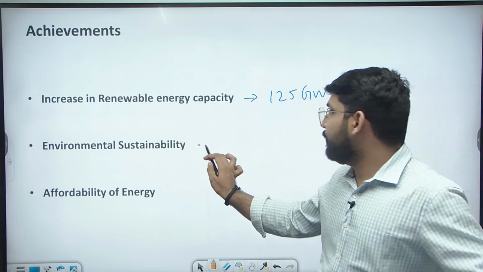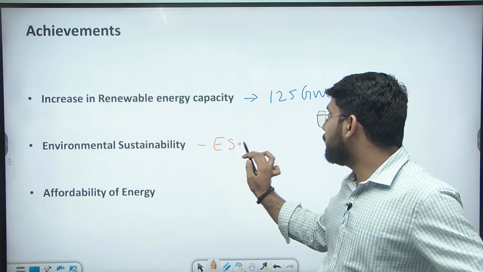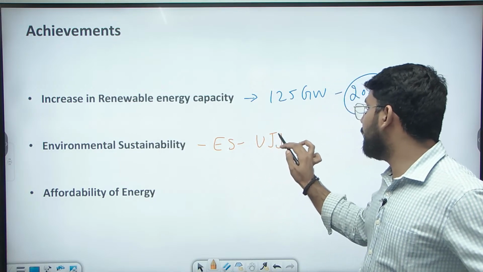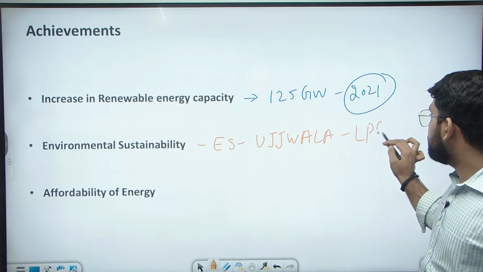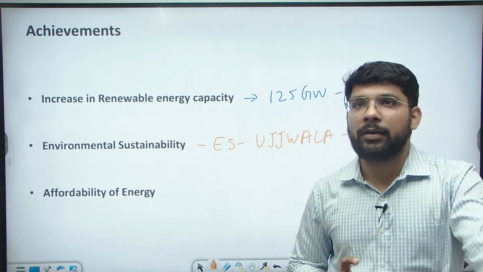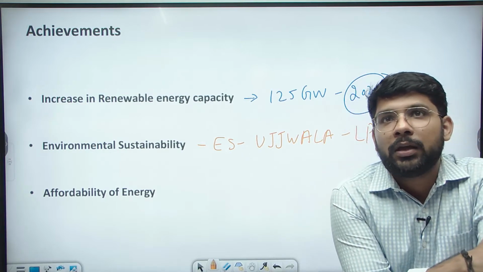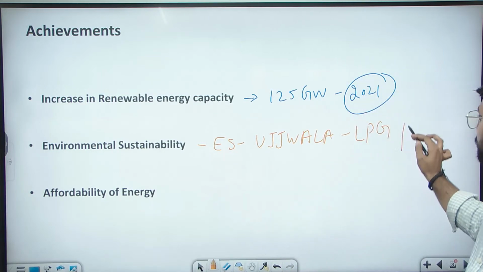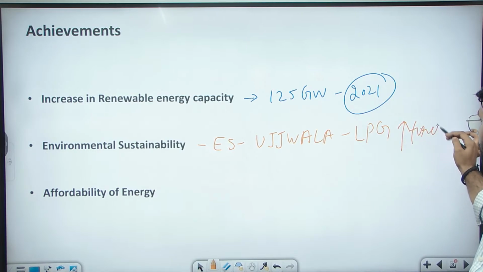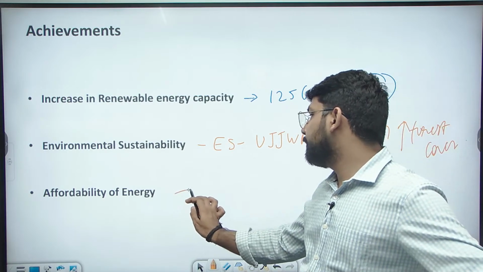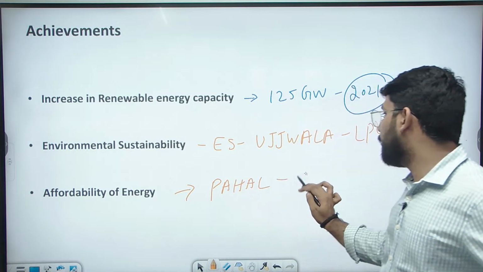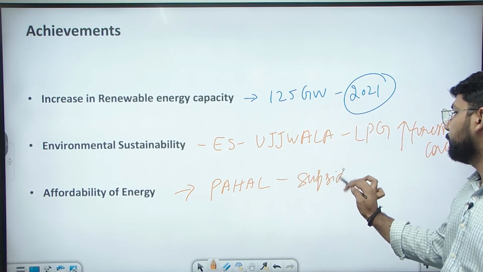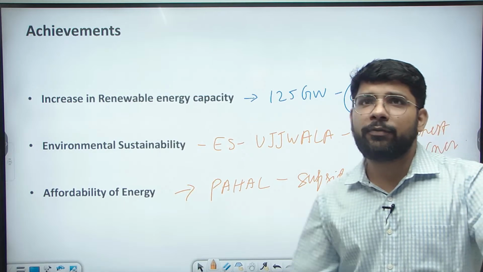In the case of environmental sustainability, the government adopted the Ujjwala Yojana, means providing the LPG cylinder, which helps in the protection of the environment. Because initially they were using wood. So that helps in increasing the forest cover, green cover. Then affordability of energy. Under the PAHAL scheme, the government is providing a subsidy, and some other initiatives for the subsidy also.